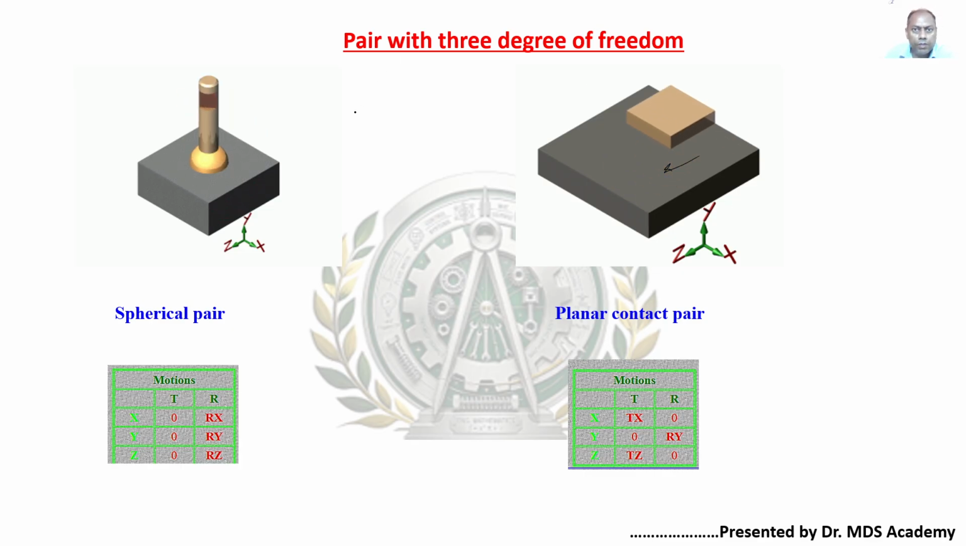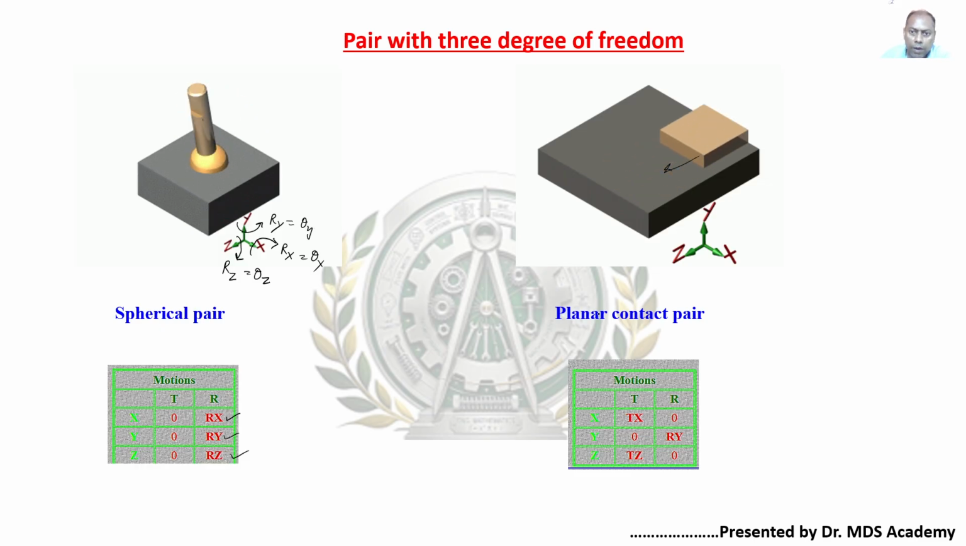The next slide shows the pair with 3 degrees of freedom. See here, it is rotating about the y-axis, that's why Ry is present. About the x-axis, this member is rotating, so that's why Rx is present. Here also about the z-axis, this member is rotating, that's why this is the case for Rz. You can also think like this: theta about x, theta about z, and theta about y. That's why three different rotations are present and translations are absent.